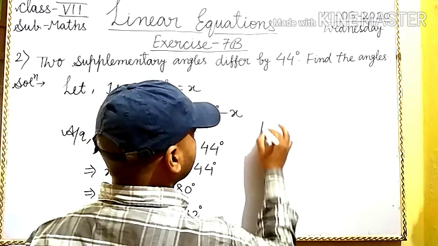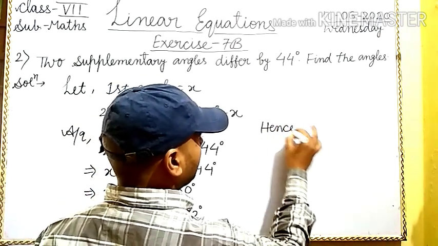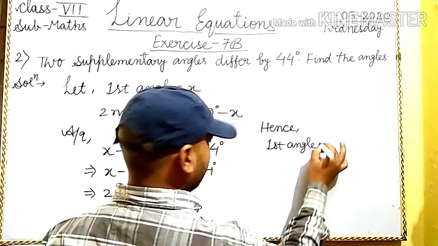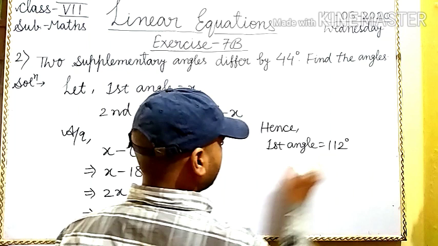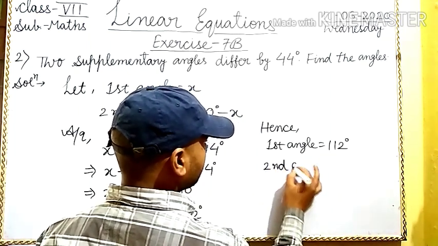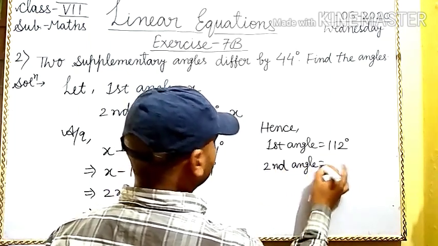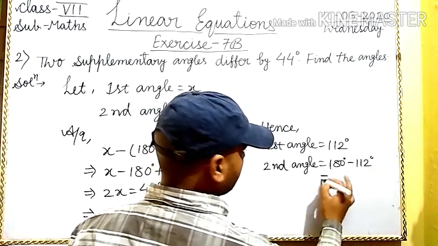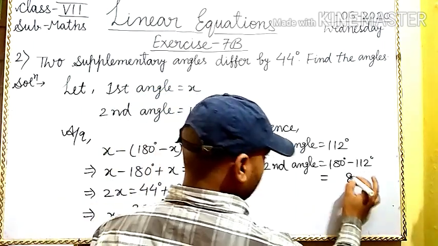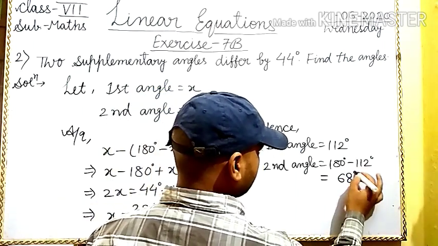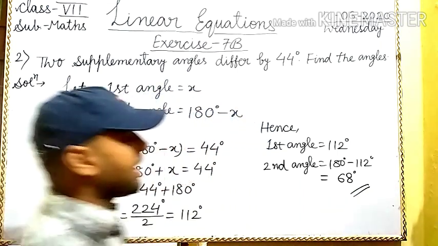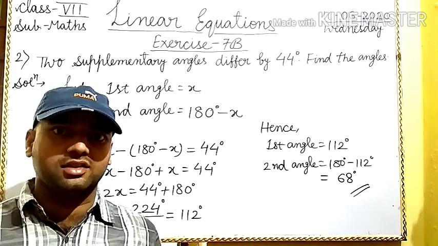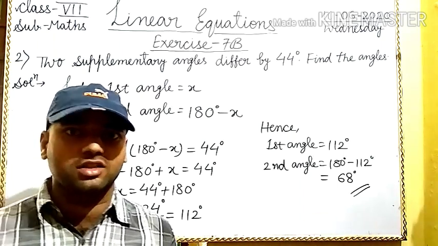So hence the first angle, means x, is equal to 112 degrees, and the second angle is equal to 180 degrees minus 112, which is equal to 10 minus 2 is 8, 7 minus 1 is 6, 1 minus 1 is 0. So lastly we find the angles will be 112 degrees and 68 degrees. Now let us discuss question number 3.